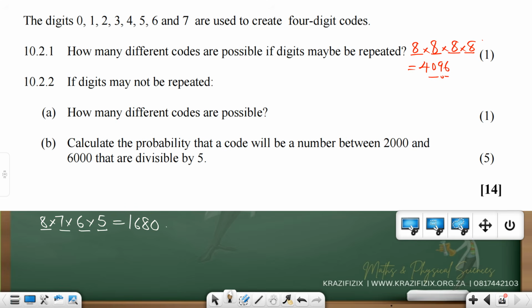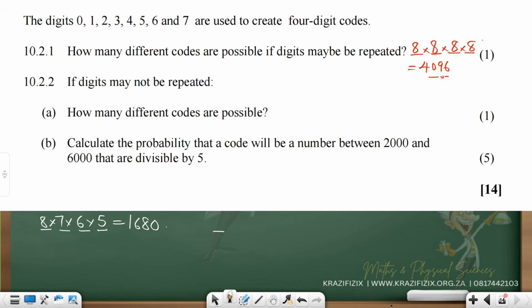Make sense? Calculate the probability. Please take note. It's now probability. You will never answer it. Let's do it together now. That a code will be a number between 2,000 and 6,000 that are divisible by 5. It's a lot of stories going on here. You've got to do it step by step, please. Okay, let's forget the fact that it's a probability. Let's leave that one out.